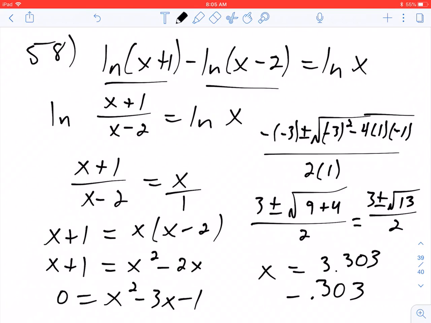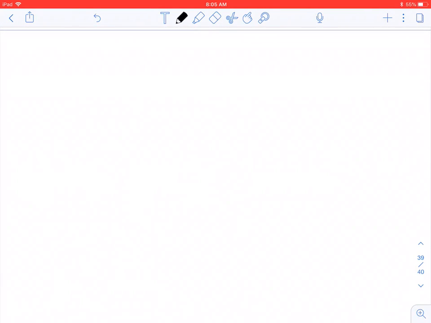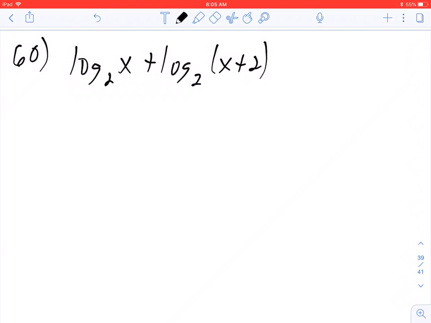Okay, guys, we're almost there. We have number 60. Number 60 is log base 2 of x plus log base 2 of x plus 2 equals log base 2 of x plus 6.